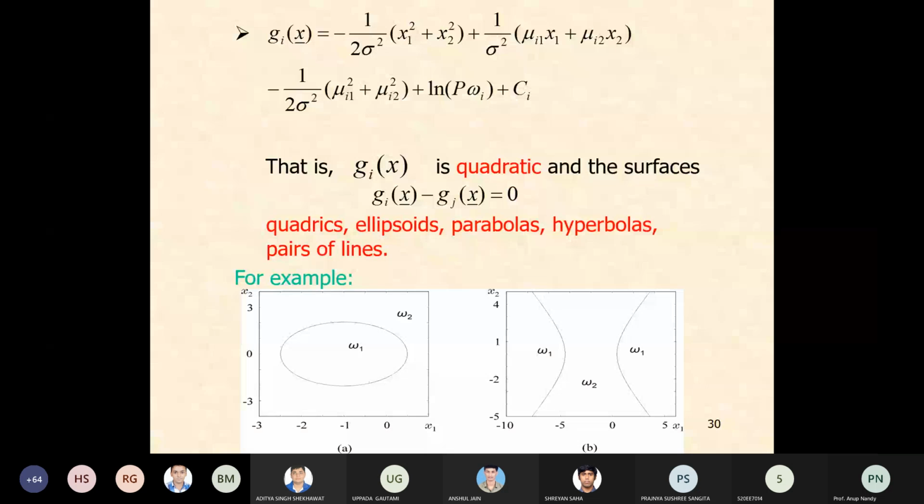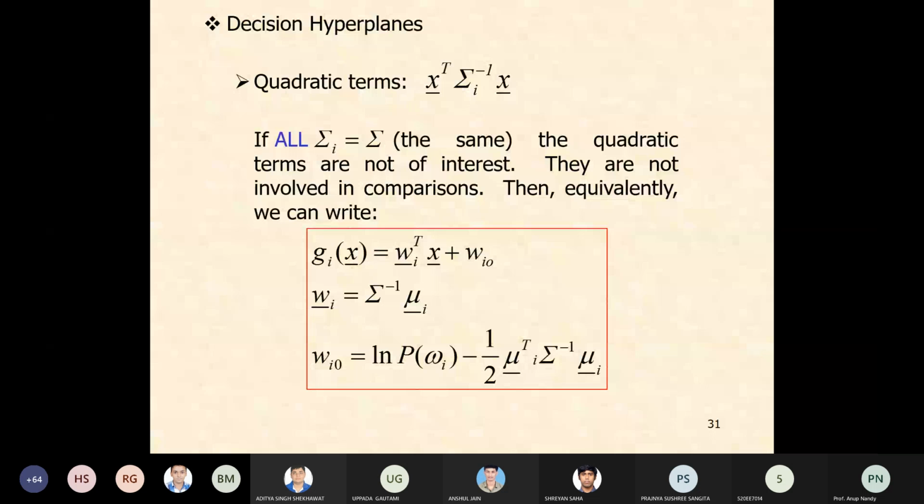This term x transpose sigma inverse x is a quadratic term that I already explained to you. From the expression that you could derive, you just see that the discriminant function is linear when sigma i is equal to sigma. And if you add a sigma square into I, then you just expand it, so it is not very tough.